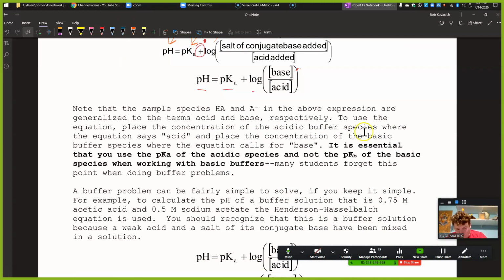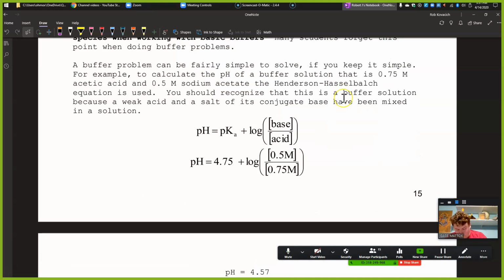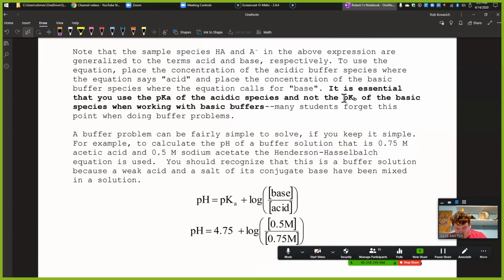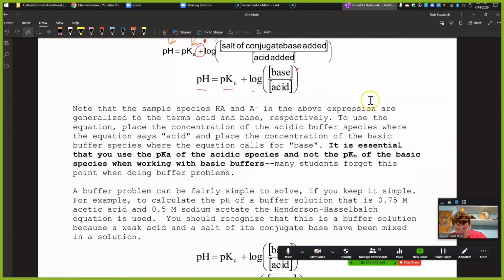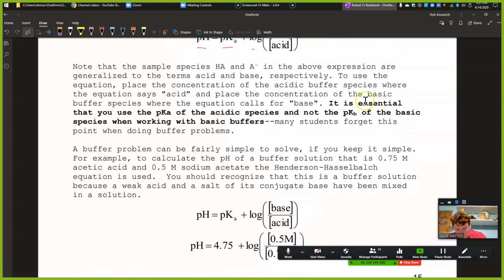If I was talking about a weak base buffer, this would say pOH, and this would say pKb, and then this would say acid on top, and it would say base on the bottom. Wait, why are those flipped? Oh, because they're flipped beforehand in the other.